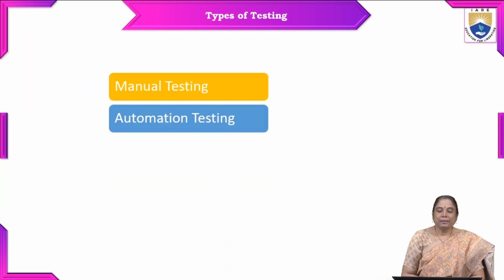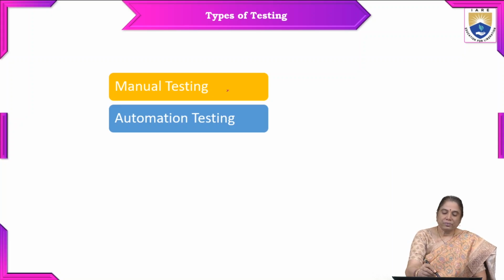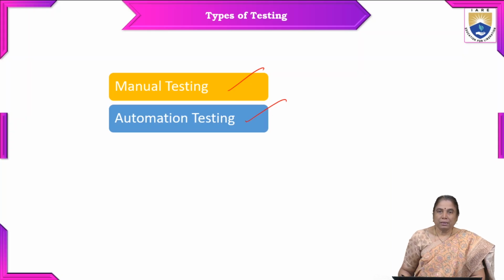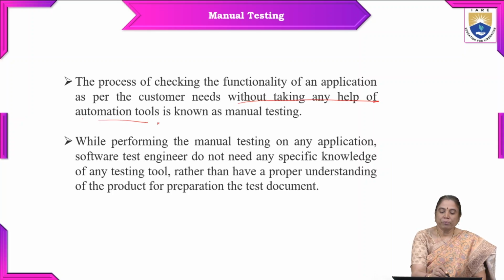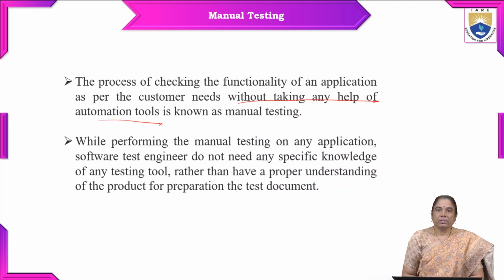Here two varieties of testing are generally available. One is manual testing, and the second is automation testing. Manual testing does not use any tool. It is the process of checking the functionality of an application as per customer need without taking any help of an automation tool. A variety of test cases are used, and by executing these test cases without the help of an automation tool, the errors can be identified.